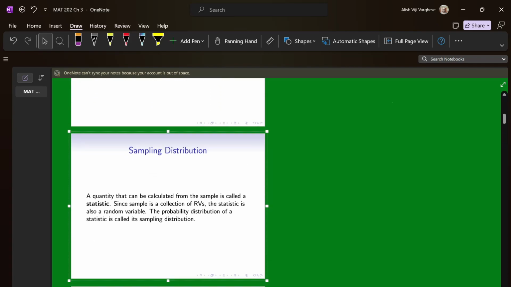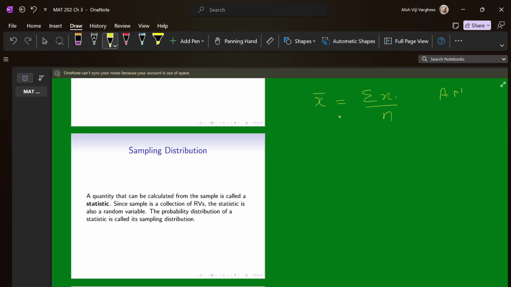Then if we calculate a quantity from the sample, it is known as a statistic. So usually we calculate quantities like the arithmetic mean obtained from the sample, which is sigma xi divided by n, and this is a statistic. Or if you calculate the standard deviation of the sample points obtained, that's also a statistic. In this chapter, we are dealing with the statistic x bar and the proportion of a particular property present in a sample.